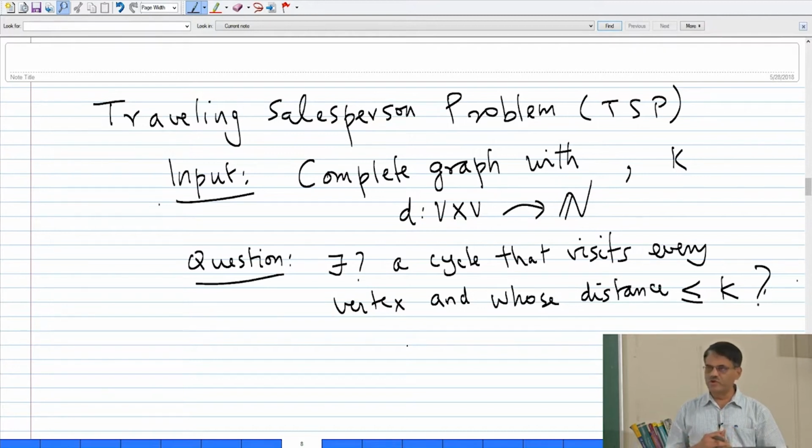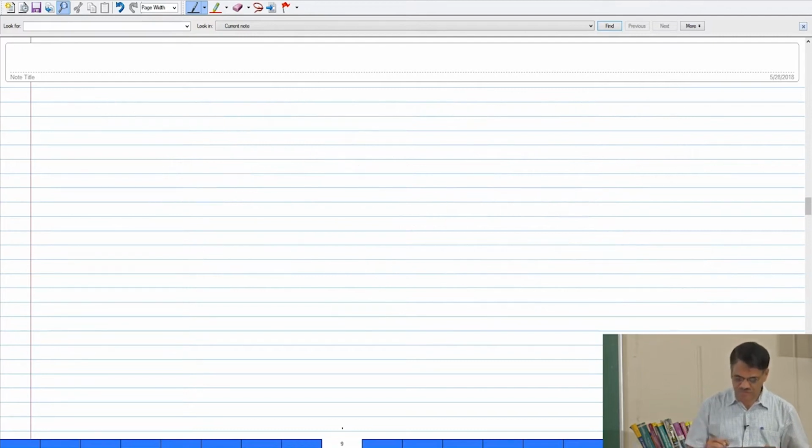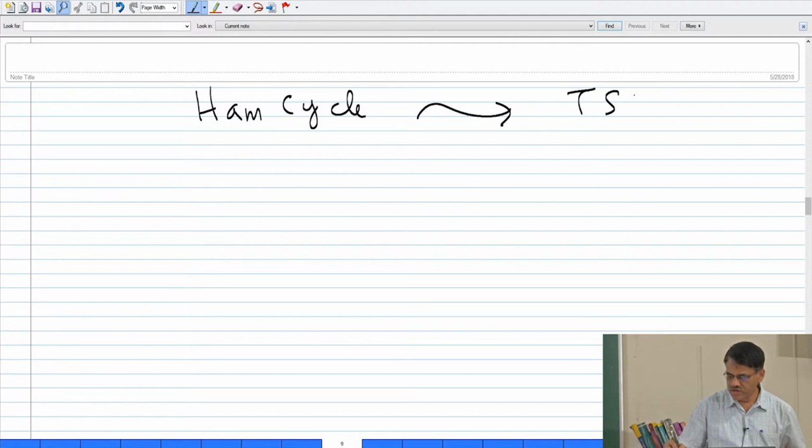So if I want to show it's NP hard, you know the natural problem to reduce from, right? What problem? Hamiltonian cycle problem. You don't have to think very hard for this problem. So you want to reduce from Hamiltonian cycle, right? So we want to reduce Hamiltonian cycle to TSP. So the first thing is to figure out which problem I am going to reduce from. The next important thing is to capture the input for each of these problems.